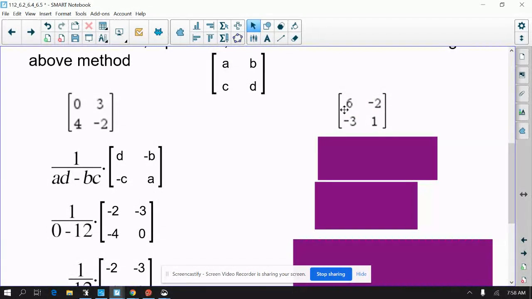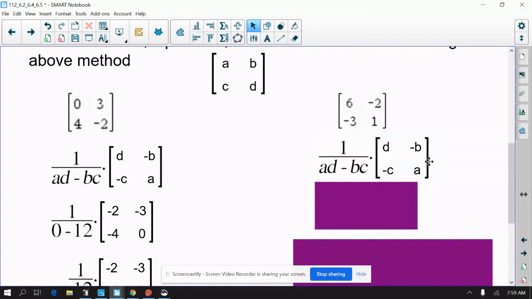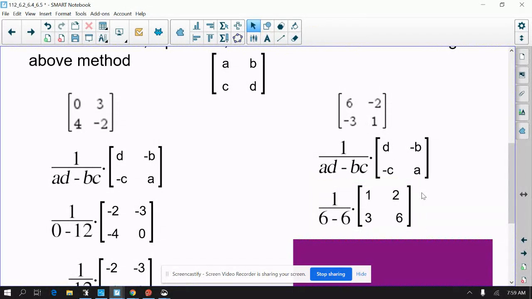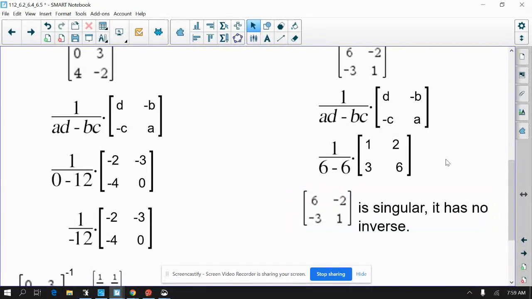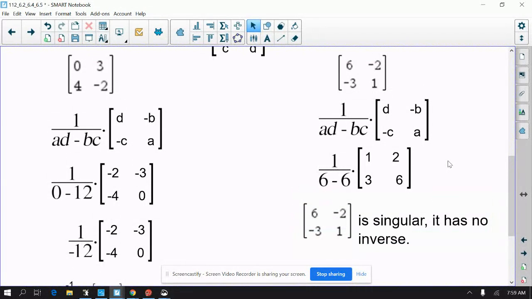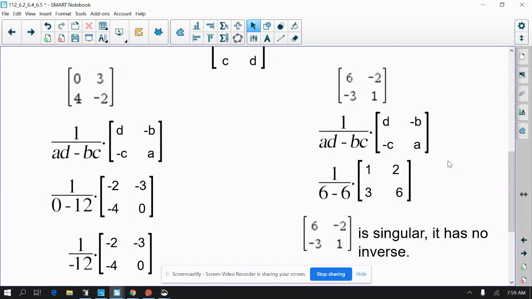So here, another example, let's find the inverse of this. So I can rearrange these, but I also have to find this scalar. So A times D, that's 6 times 1. B times C is negative 2 times negative 3. And right here, we should stop because this scalar is undefined. This is not a real number. This is 1 divided by 0. So your conclusion is the original matrix does not have an inverse. It is singular.